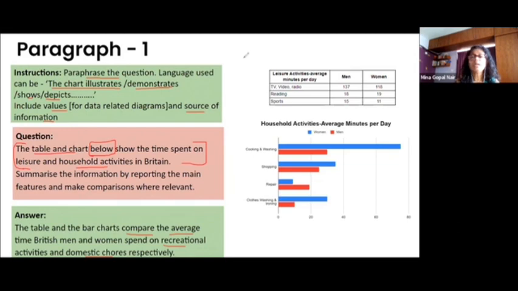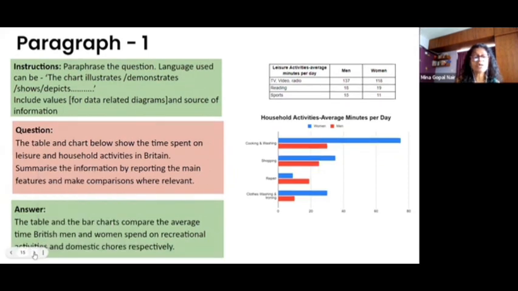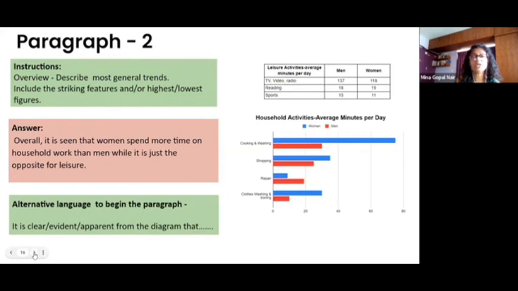Okay, let's move on to the second paragraph, which is the overview. I'm repeating again that the overview is important, so don't miss out on the overview. Okay, the second paragraph has to be an overview. Kindly do not club the overview with the first paragraph. Okay, you might find reports online, model answers which show the overview clubbed with the first paragraph. Just write it as a second paragraph.